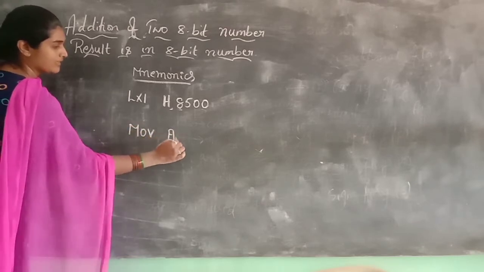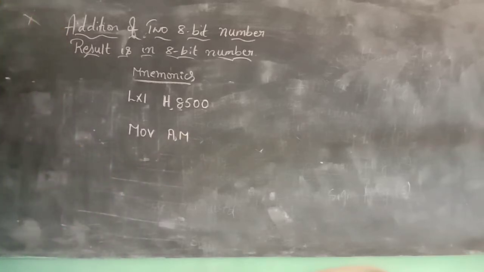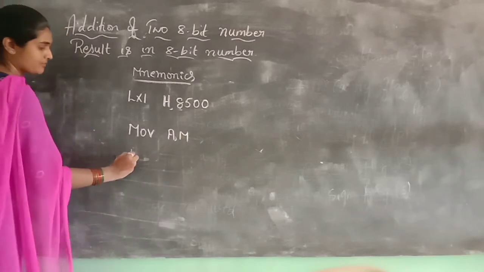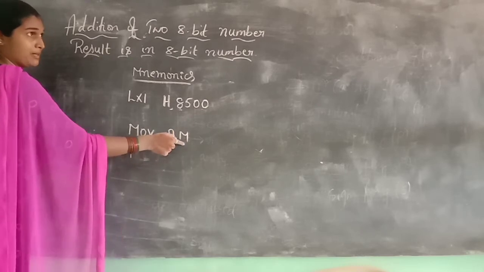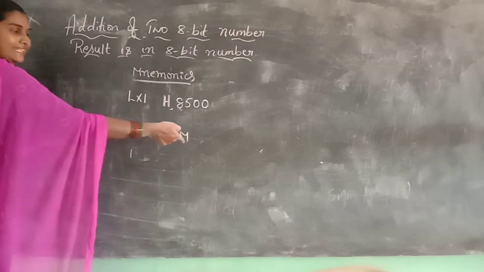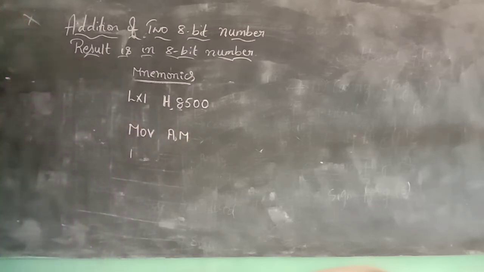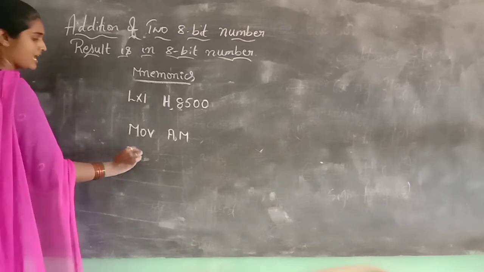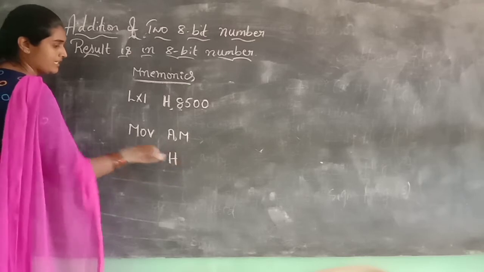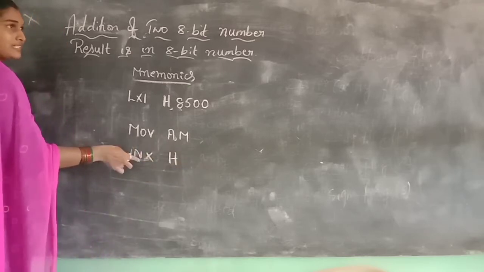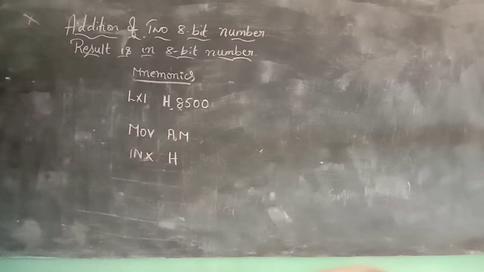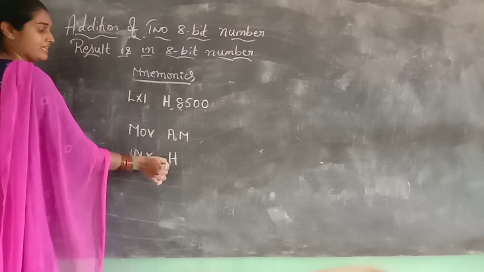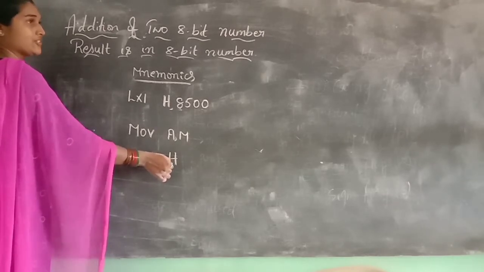Next, move A comma M. Move A comma M means the data which is present in memory is copied and stored into the accumulator. A register is nothing but the accumulator. Next, INX H: increment the 16-bit data which is present in the HL pair. Here H indirectly indicates the HL pair.